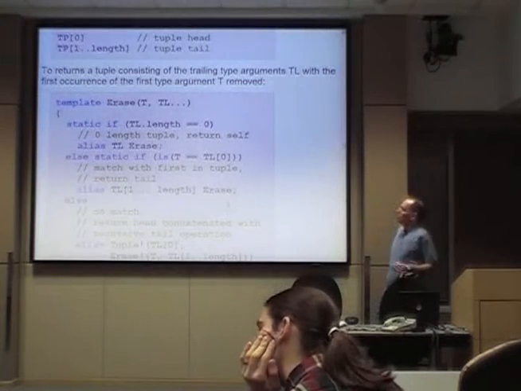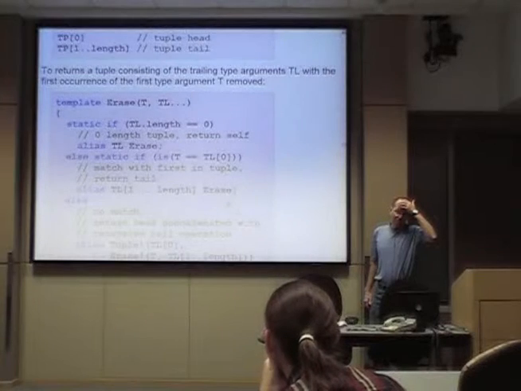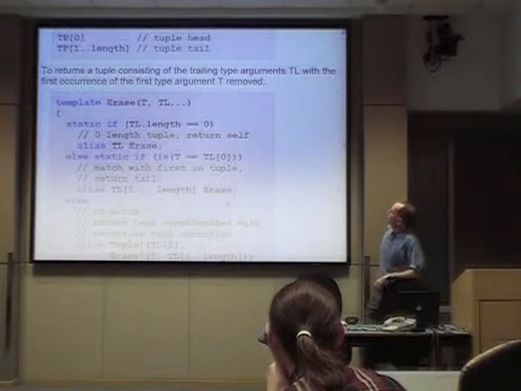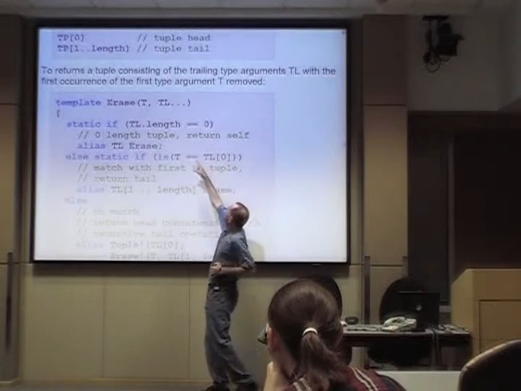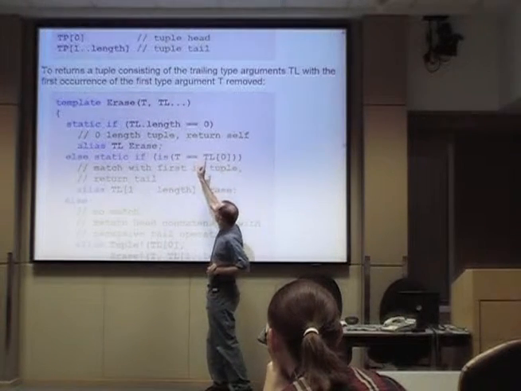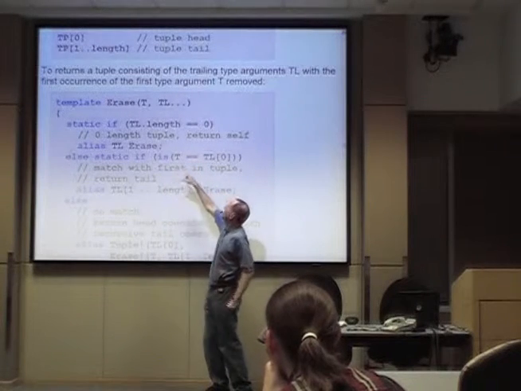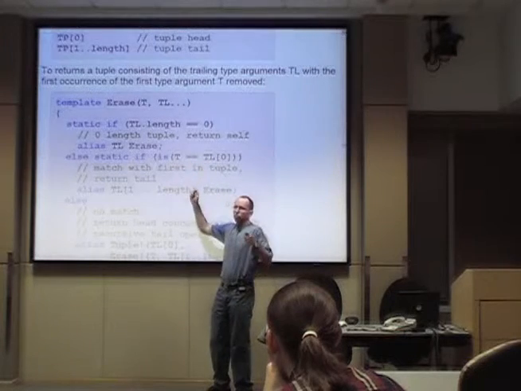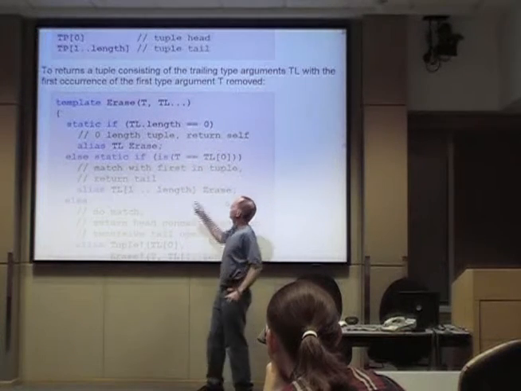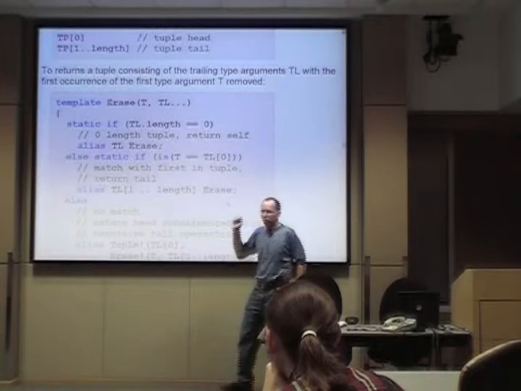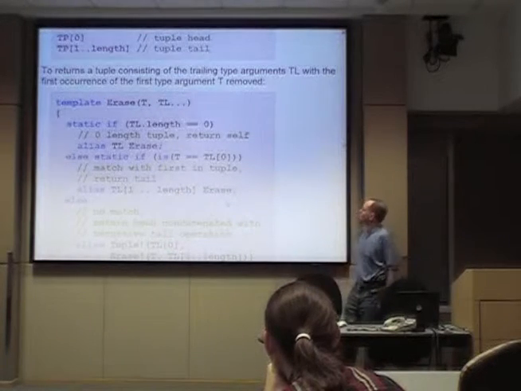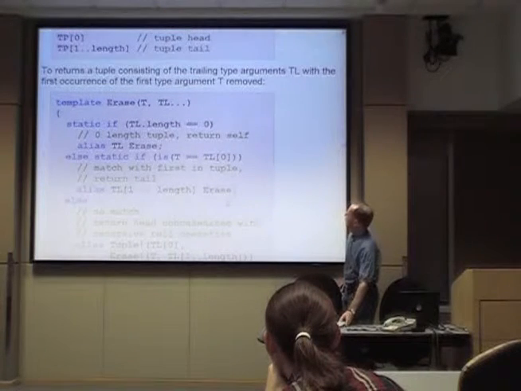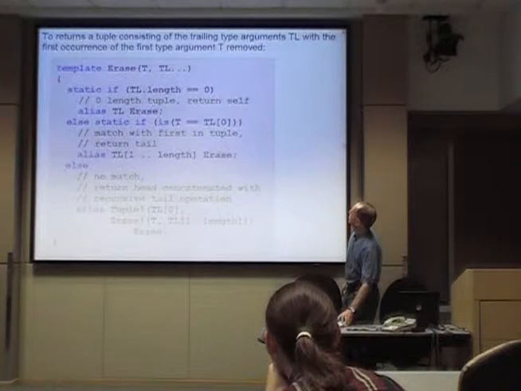Okay, erase is one of the classic algorithms that you can do with tuples. And what it does is, if I'm given a tuple TL as my second argument, I want to return a tuple that is the second tuple without the first occurrence of the first type in it. So I want to erase the first type from the tuple. And here's how I implement that template, which actually has more comments than code, but okay.